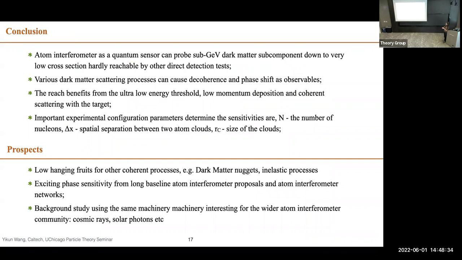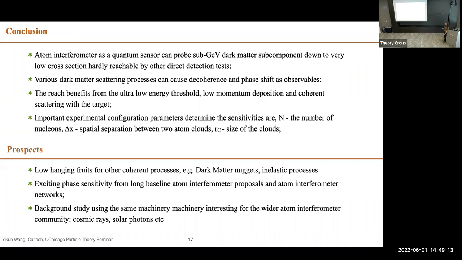For example, using the formalism we wrote down, we can easily estimate this effect from other processes. A very interesting one would be dark matter nuggets, where you have coherent scattering between the nuggets and the nucleons. Right now we are only considering elastic scattering, but we can also consider inelastic processes. Another thing we're thinking about: what about collective excitations? Would the collective excitation also induce some decoherence? There are a whole lot of processes we can keep thinking about, and maybe there are other useful probes for certain processes.